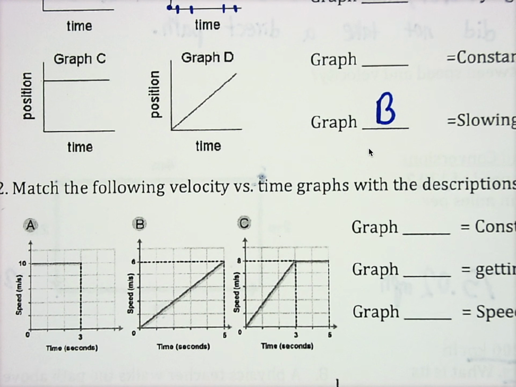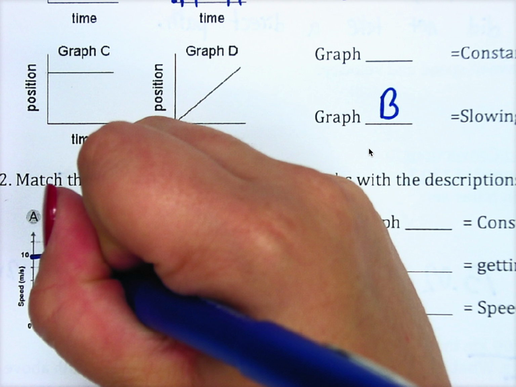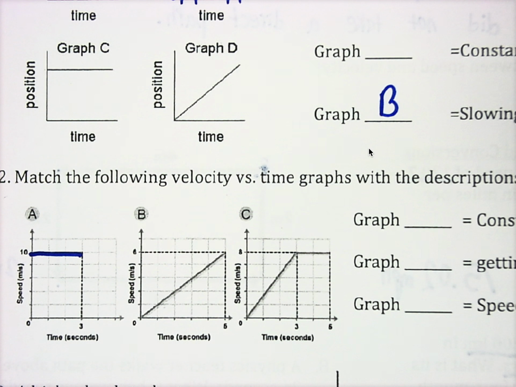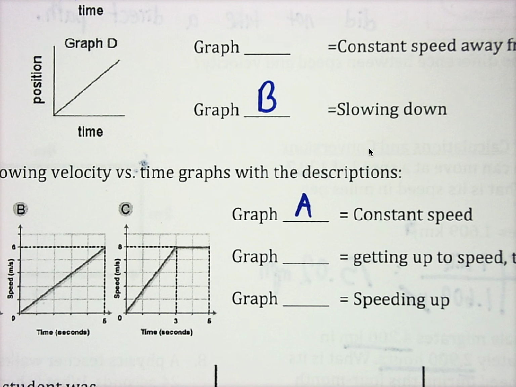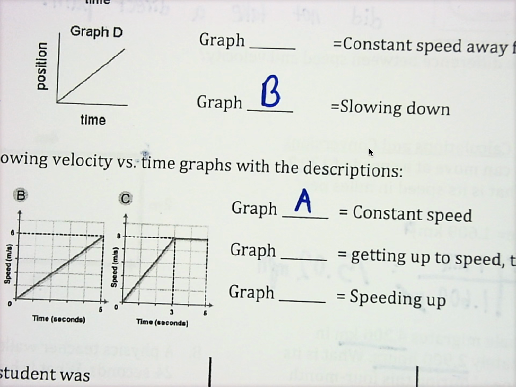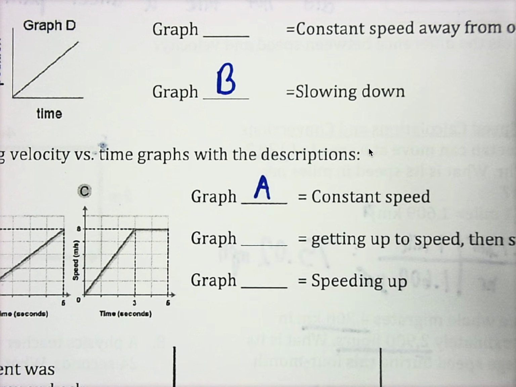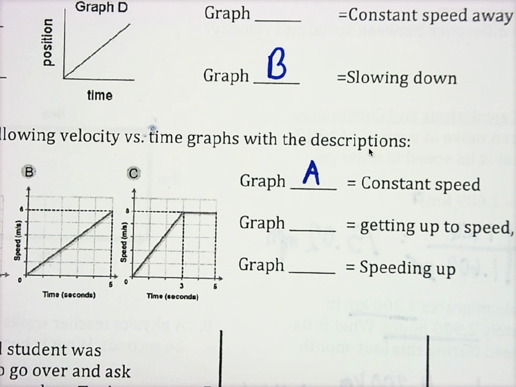Velocity versus time graphs are a little different. Okay, if we look at A, it stays at the same speed the whole time. Okay, so that is constant speed. Now one of these is speeding up the whole time or speed increasing the whole time, and the other one is getting up to speed and then staying at a constant speed. I'm sure you guys can figure out which is which out of those two.